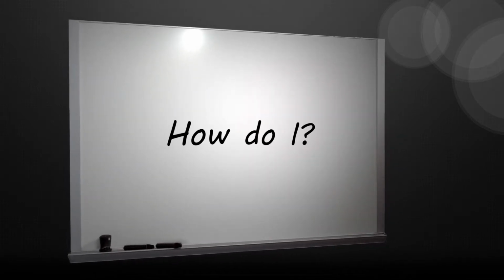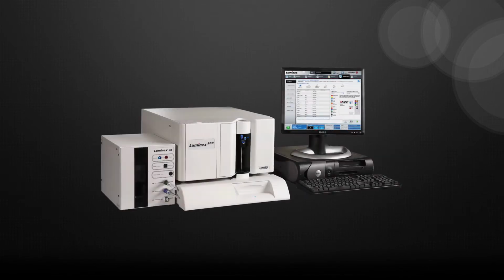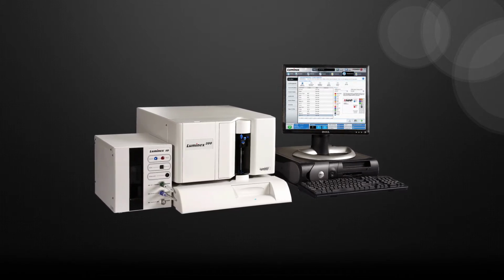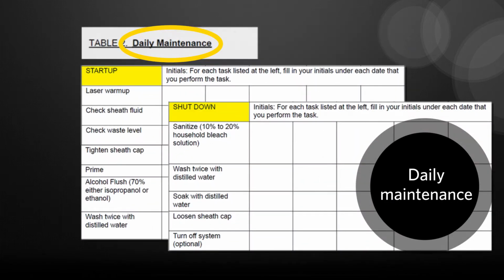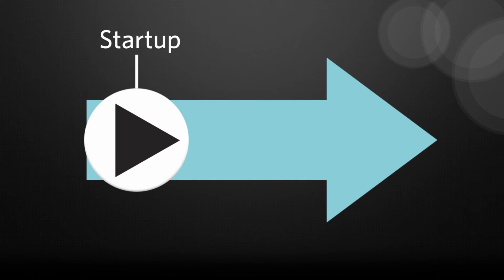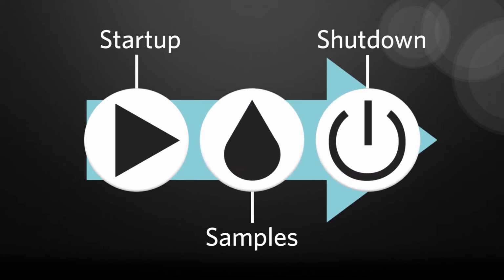How do I start up and shut down the Luminex 200 instrument? Let's go over the processes of starting up and shutting down the Luminex 200 instrument. The startup and shutdown maintenance routines are part of the daily maintenance schedule. The startup routine needs to be performed before running samples, and the shutdown routine needs to be performed at the end of the day after all the samples have been run.